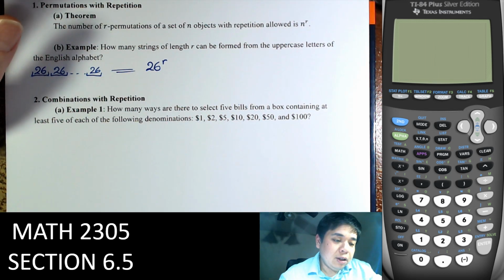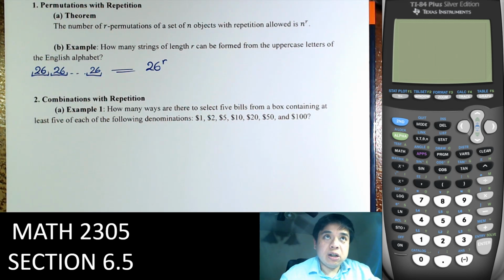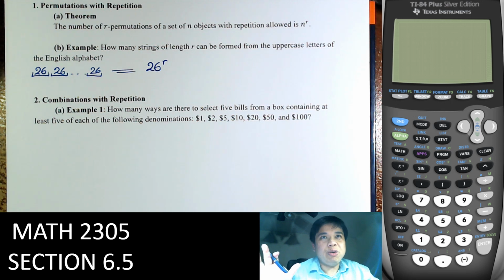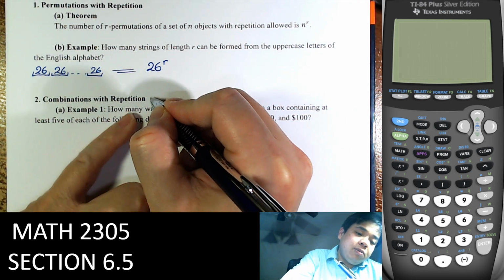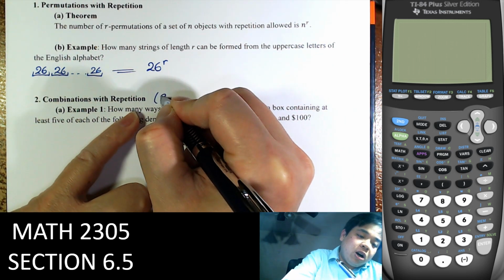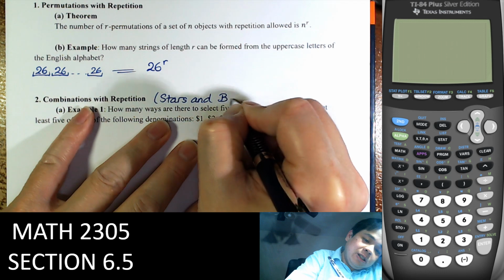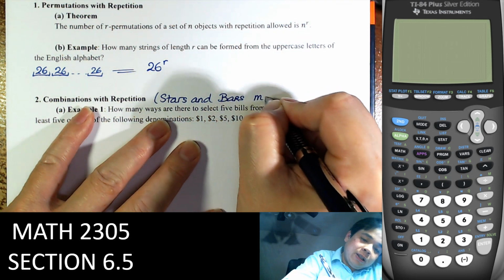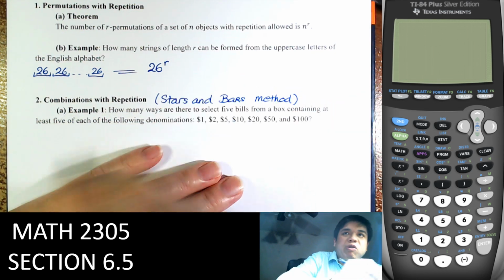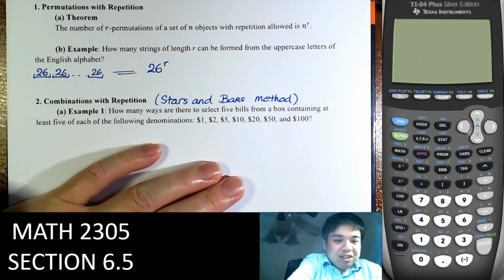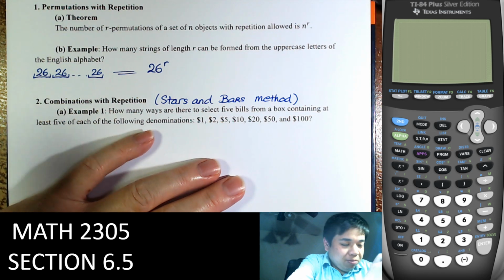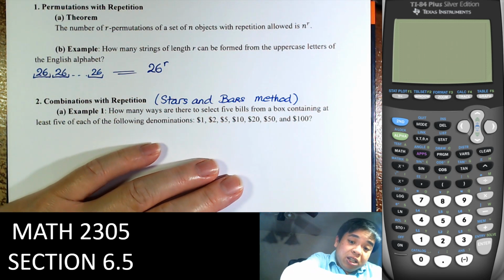Right. Next, the combination with repetition. Now this is a lot more interesting, a lot more difficult too, but the solution is kind of a genius idea. So combination with repetition, in the book it's called the stars and bars method. Stars and bars. I prefer to use this dash and dot or dot and dash method. It doesn't matter. Right, so let's look at the problem and see what we're dealing with here.